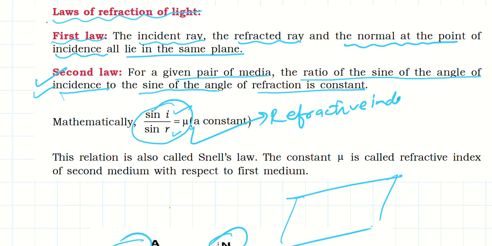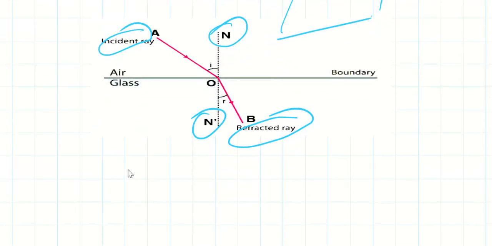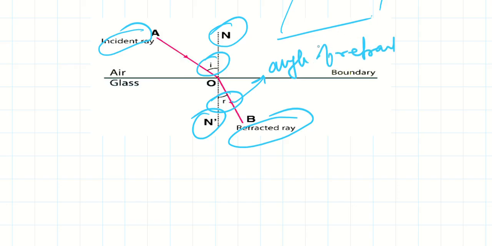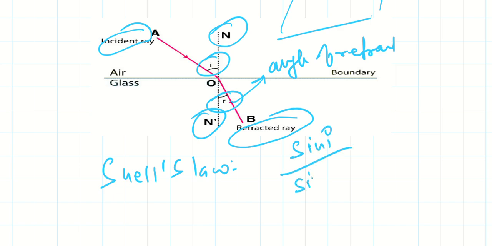Okay, so what is the meaning? See in the diagram. Here you can see the angle made by the normal and the incident ray is called the angle of incidence, and the angle made by the normal and the refracted ray, that is r, is called the angle of refraction, right? So according to the second law, that is also called Snell's law, the ratio of sine i to sine r is a constant, and that constant is called mu, the refractive index.